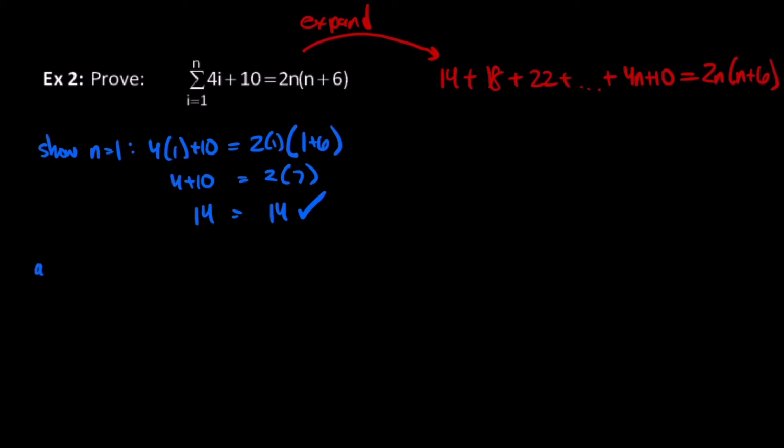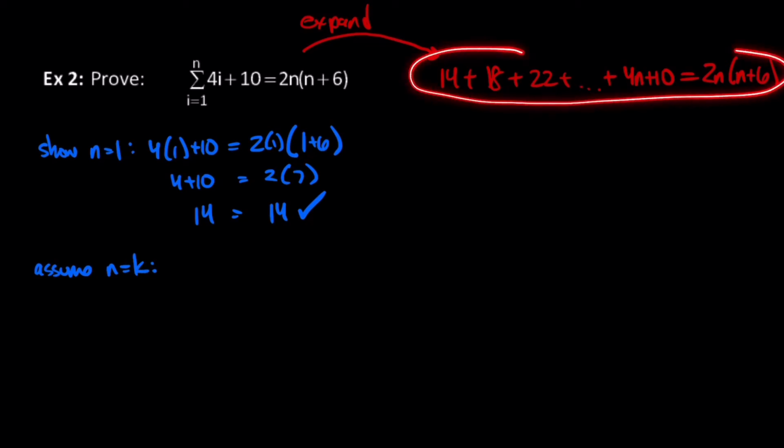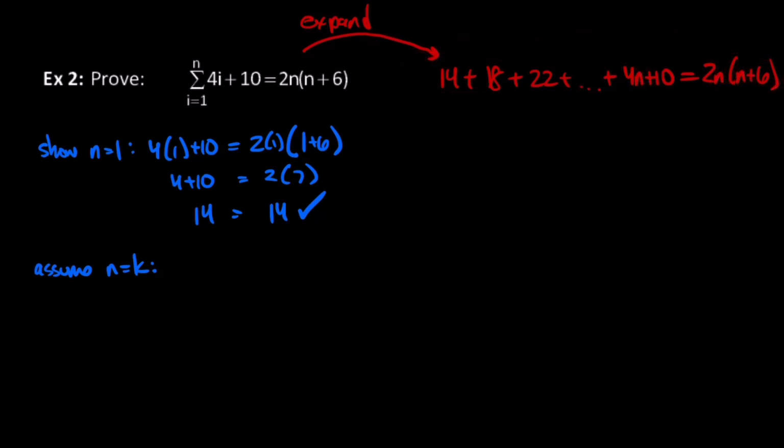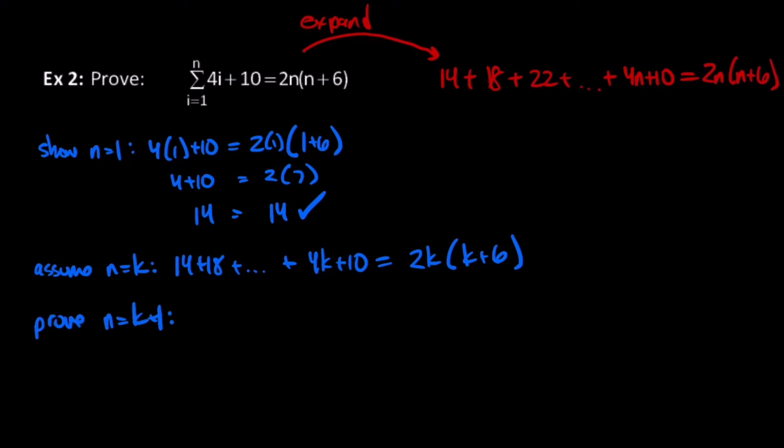Now I'm going to assume it works for n equals k. So I take my expanded notation and I replace my n's with k's. All right, so that's 14 plus 18 plus dot, dot, dot, plus 4k plus 10 equals 2k times k plus 6. Next, we prove it works for n equals k plus 1.